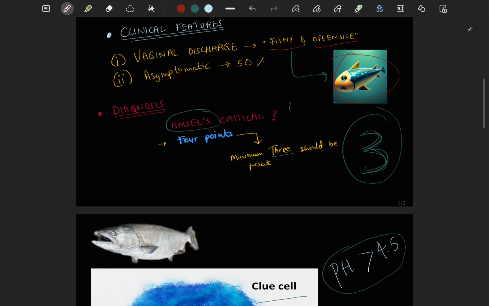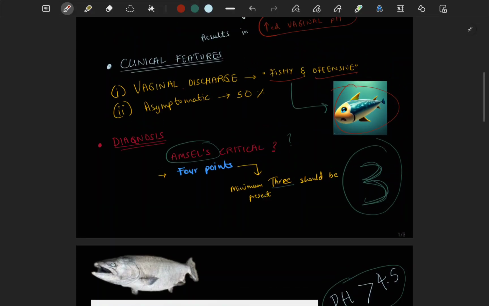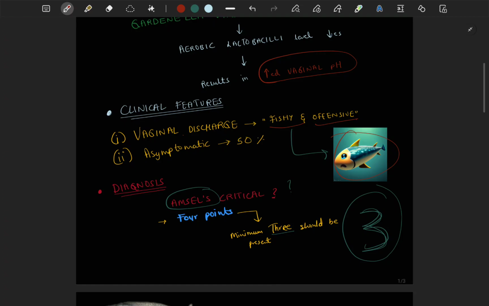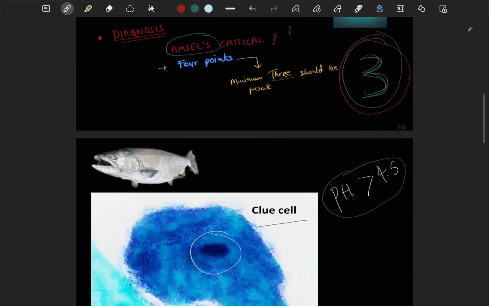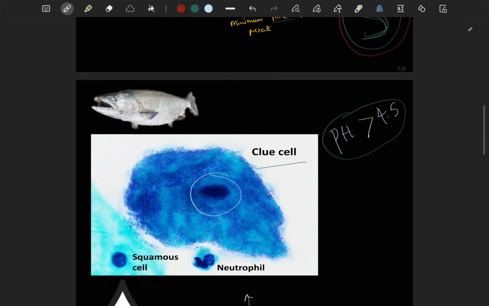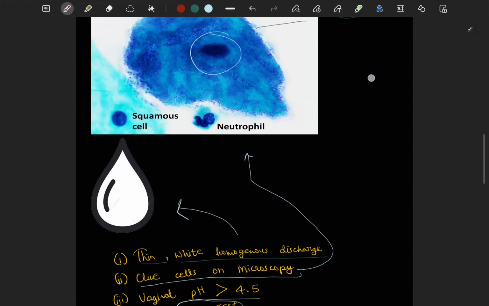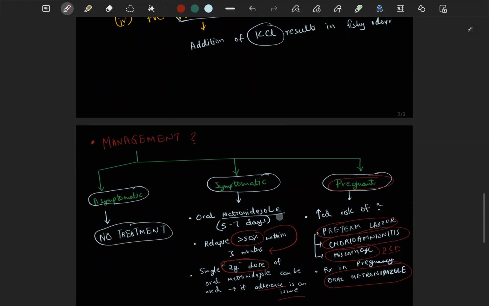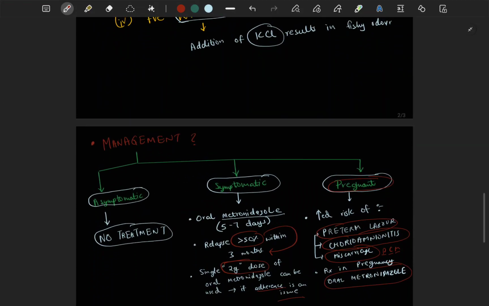How do you diagnose bacterial vaginosis? We use Amsel's criteria, and there are 4 points. Out of those 4 points, only 3 must be positive. One is a fishy and offensive odor, the next is clue cells, and another is pH of more than 4.5. Okay, that's it. Management: asymptomatic, symptomatic, pregnant women. Asymptomatic, give nothing. Symptomatic, metronidazole for 5 to 7 days, and even after giving that, there is a relapse in more than 50% of the women.